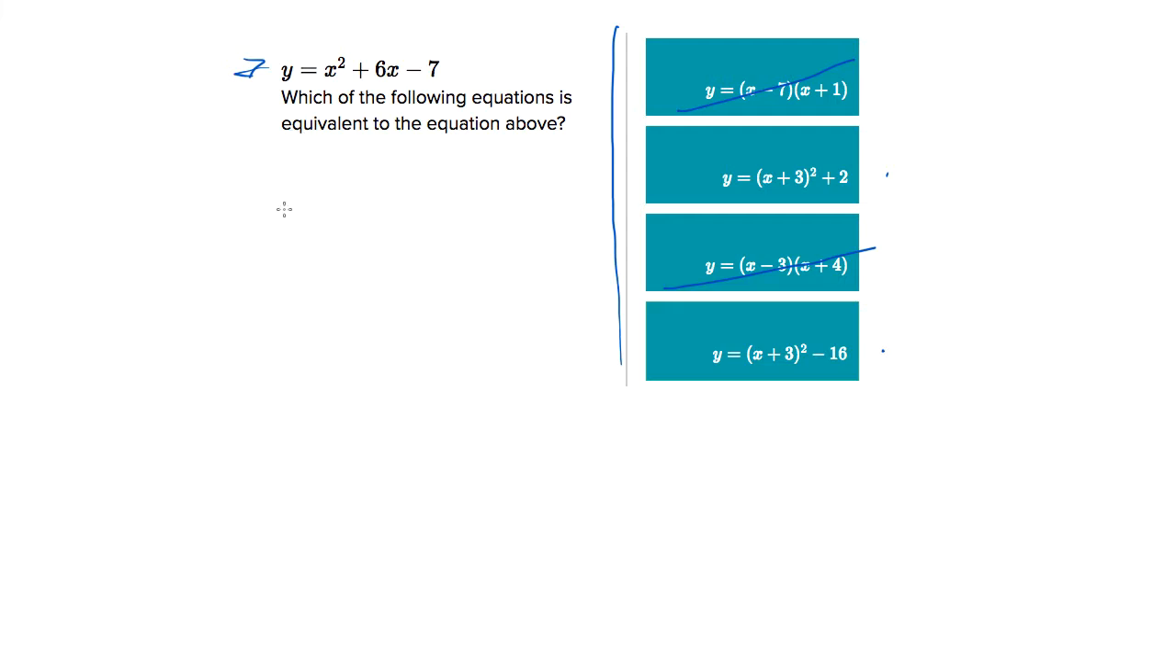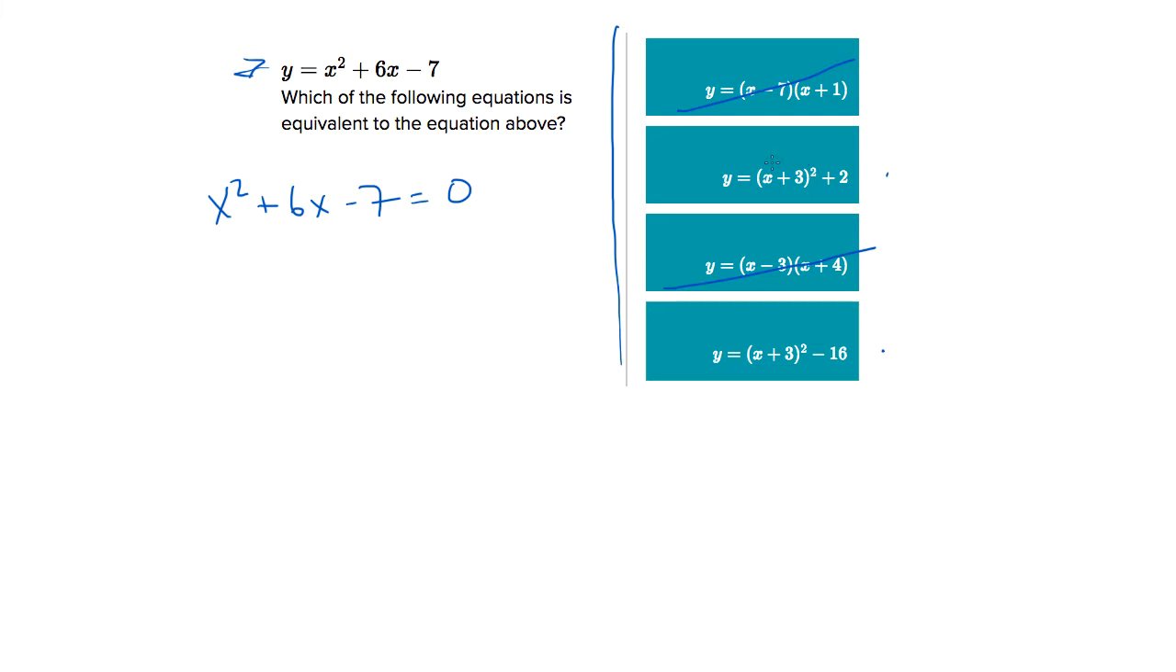So if I'm thinking about this, what I'm going to do is set this equal to 0 just to make it easier on myself. So I'm going to say x squared plus 6x minus 7 equals 0. And there's a reason I'm going to do this. Because what I'm going to do is what's called completing the square.